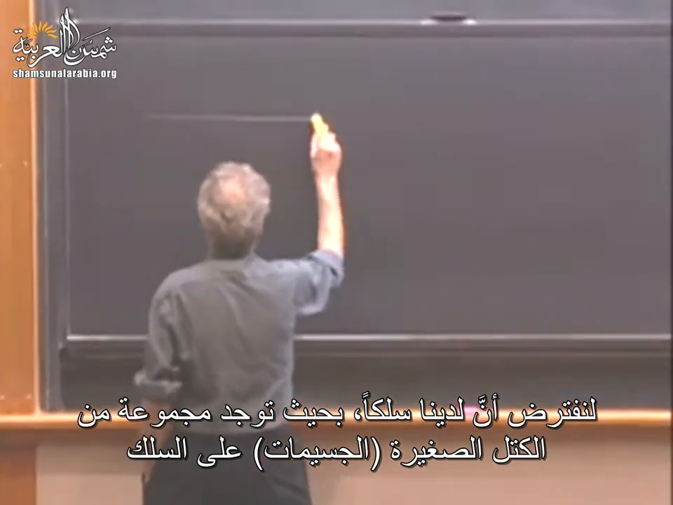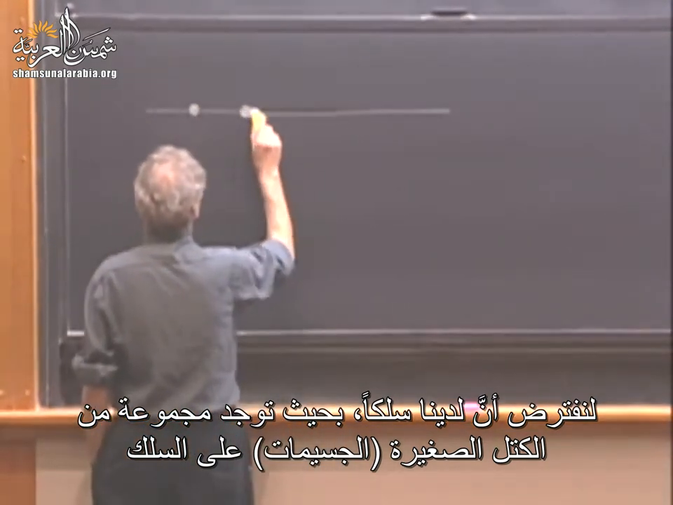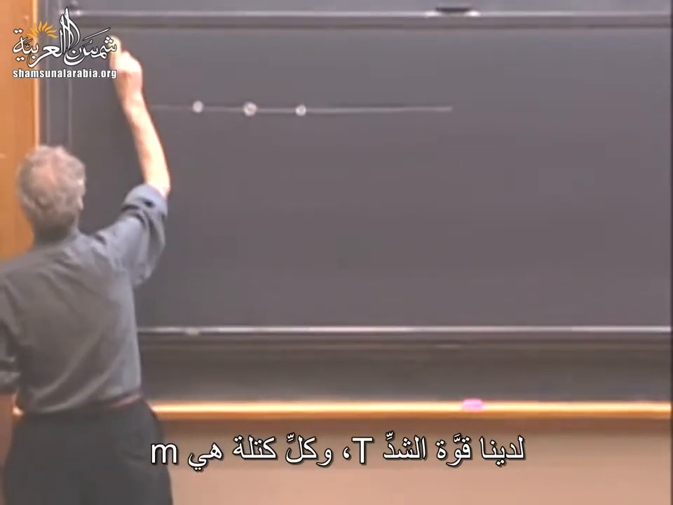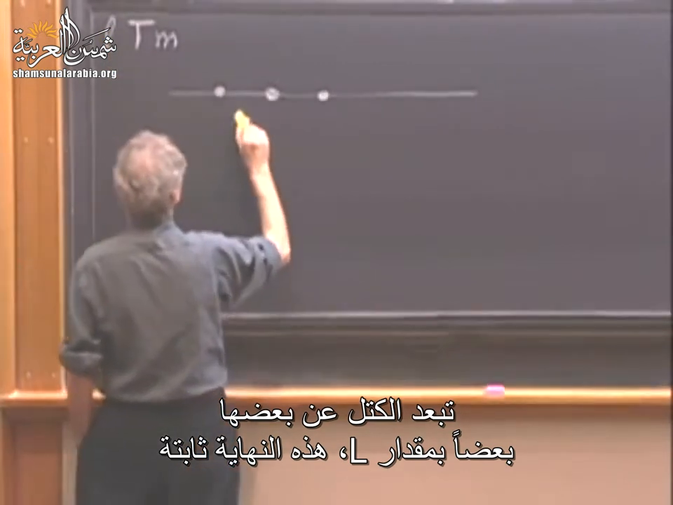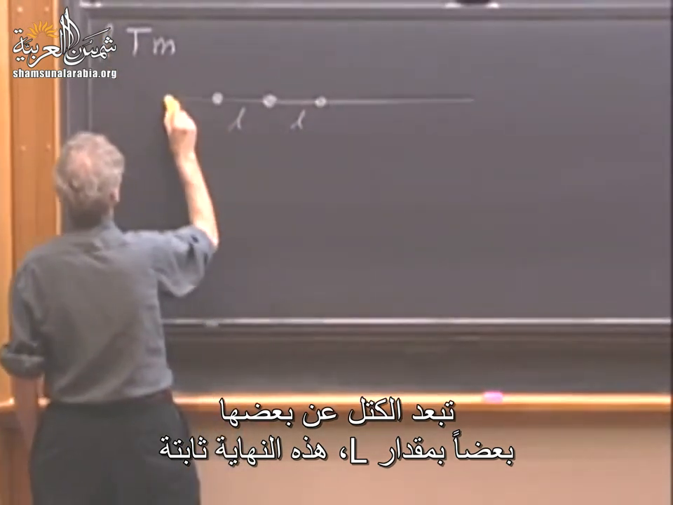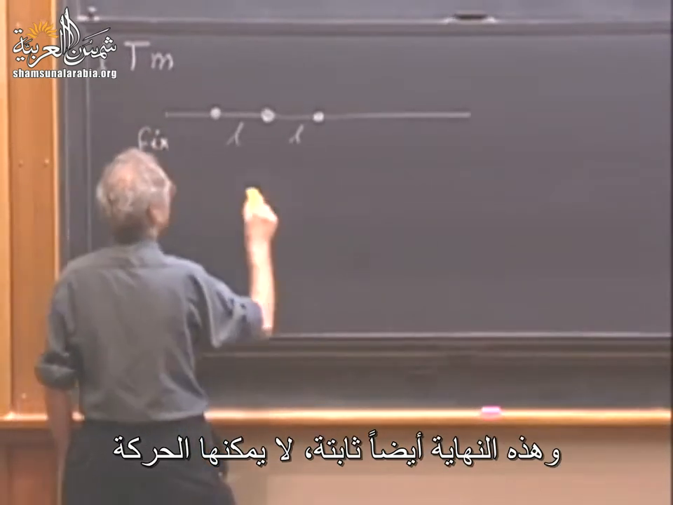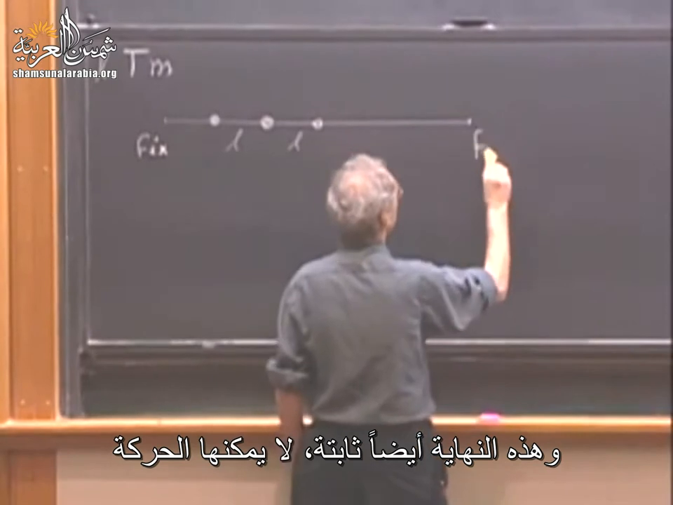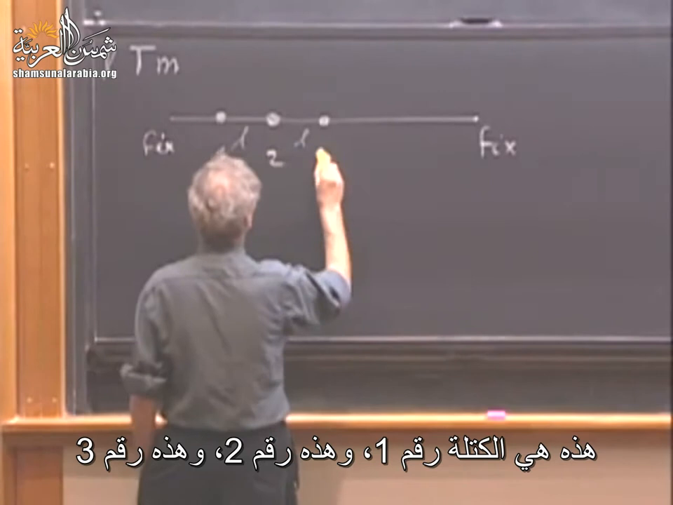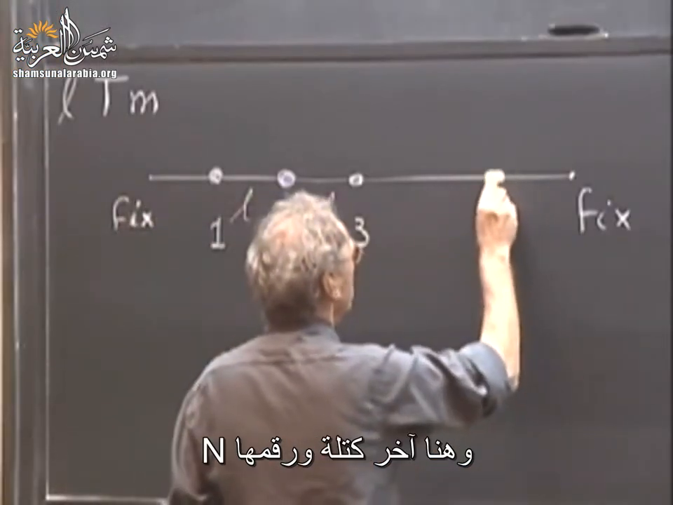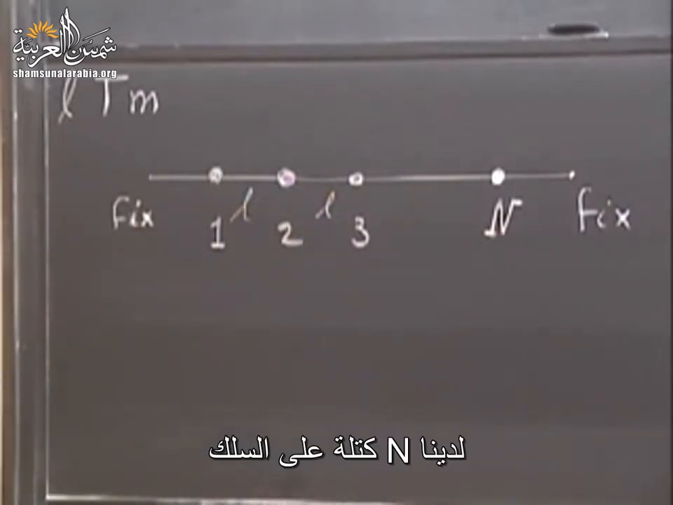Suppose I have a string, and I put on this string beads, masses. I have a tension T, each mass is M, and the length between these is L. And this is a fixed end, and this end is also fixed, cannot move. And so this is number 1, this is number 2, this is number 3, and then here is the last one, which is number N. I'm going to have N of these beads on the string.